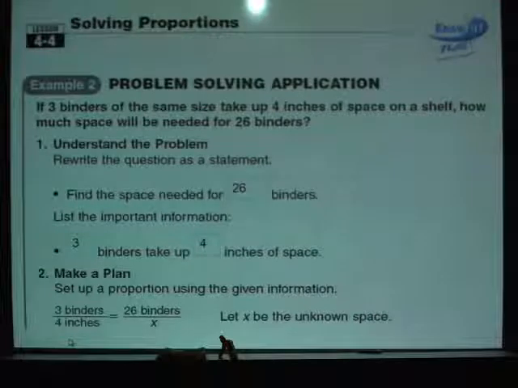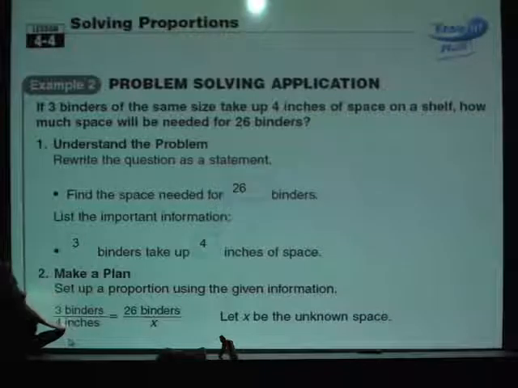Well, obviously this is a story problem in the section about solving proportions, so it's a pretty good bet that they want us to write a proportion based on that information. So the first ratio says that 3 binders represent 4 inches of space. So my first ratio says just that, there's 3 binders in 4 inches of space.